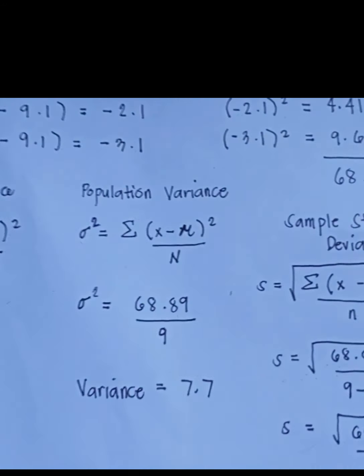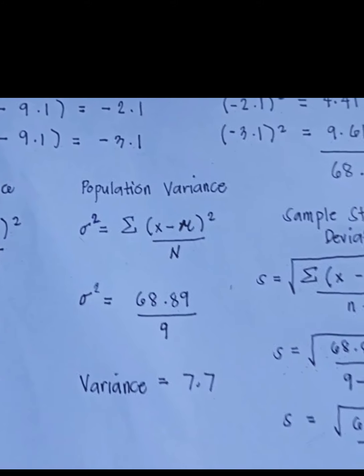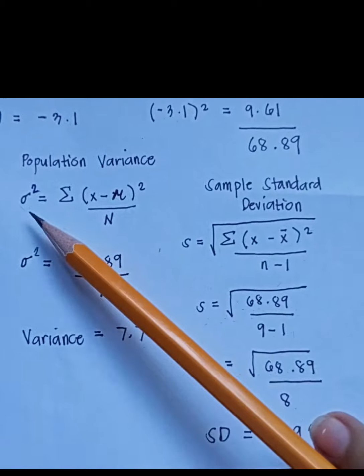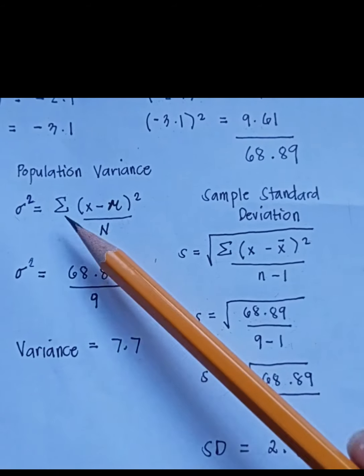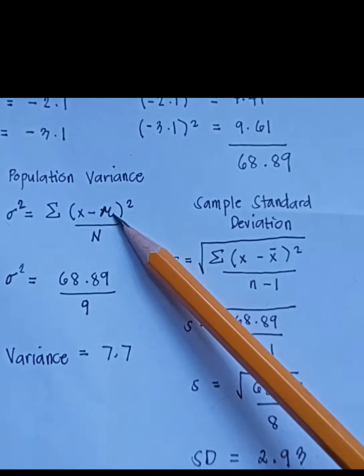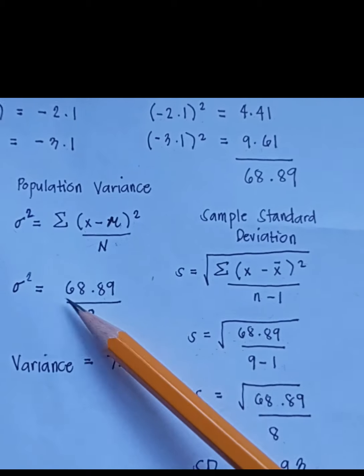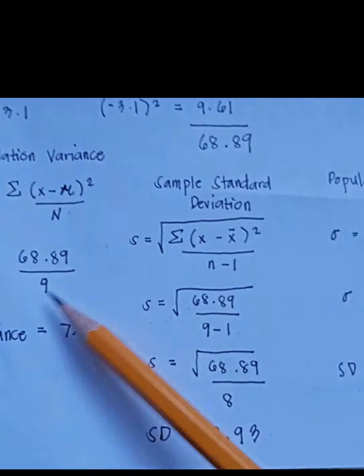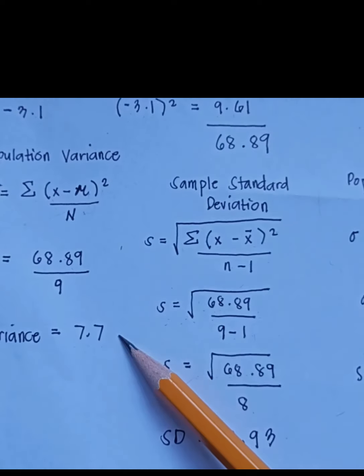So let's proceed to population variance. In finding population variance, we have a formula. Population variance is equal to the summation of (x minus mean) squared over n. So 68.89 divided by 9, the variance is 7.7.